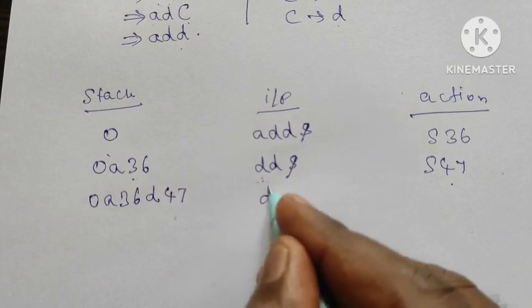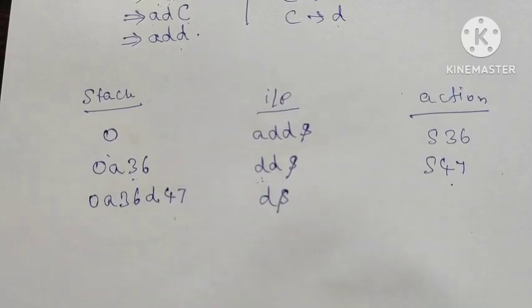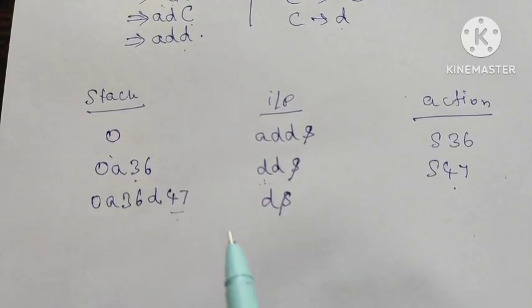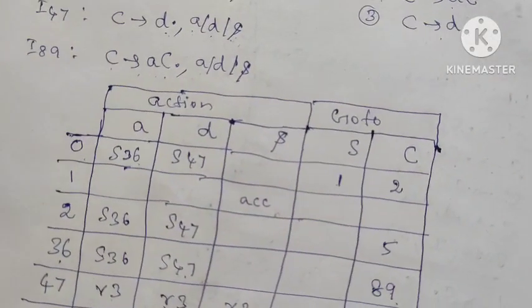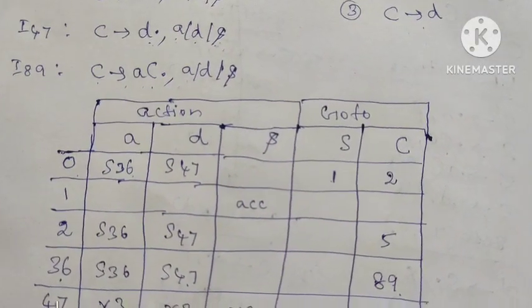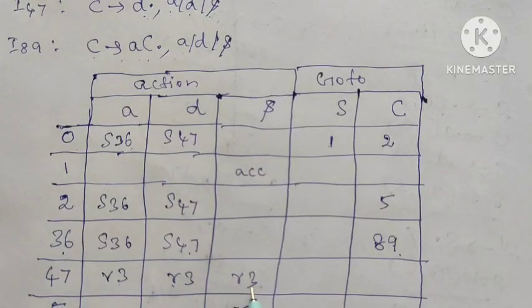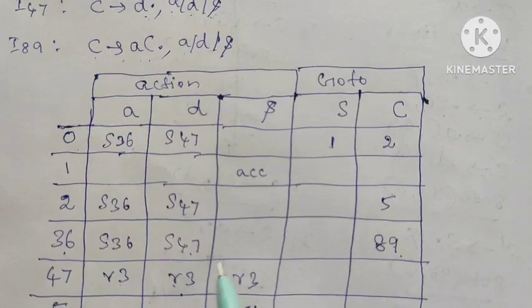Remaining is D, dollar. Now on the left side you have 47 and on the right side you have D. Go to the parse table. 47 and D meet in R3. That is production number 3.